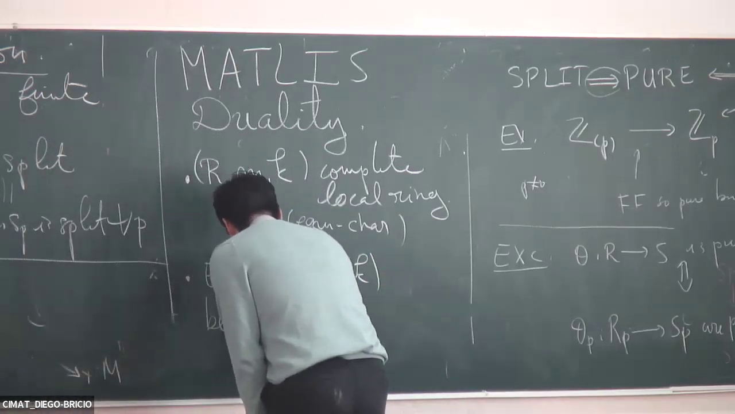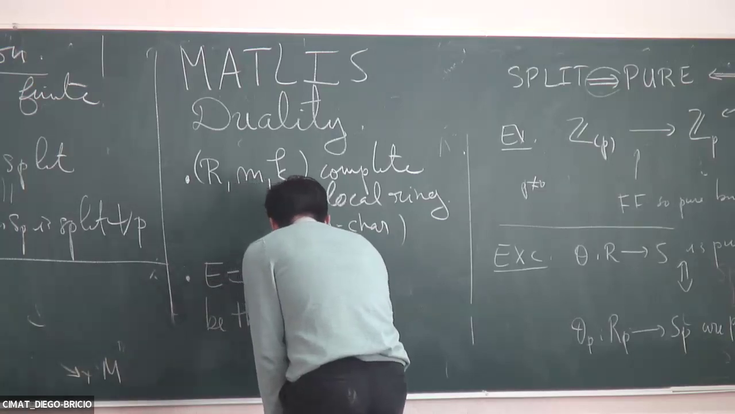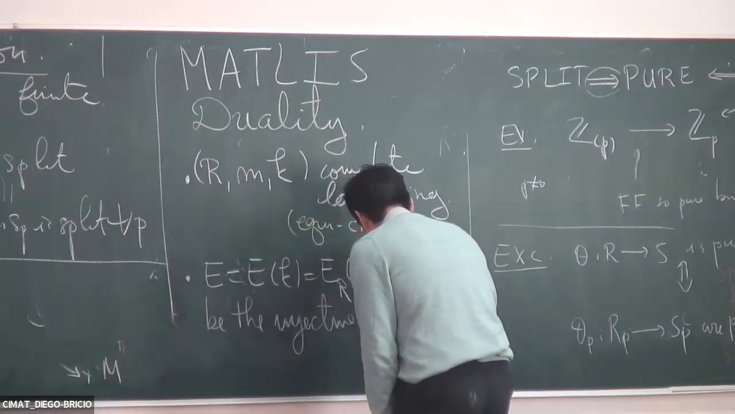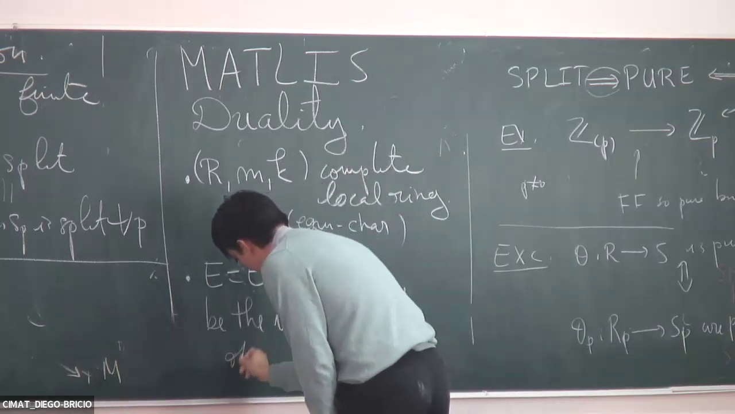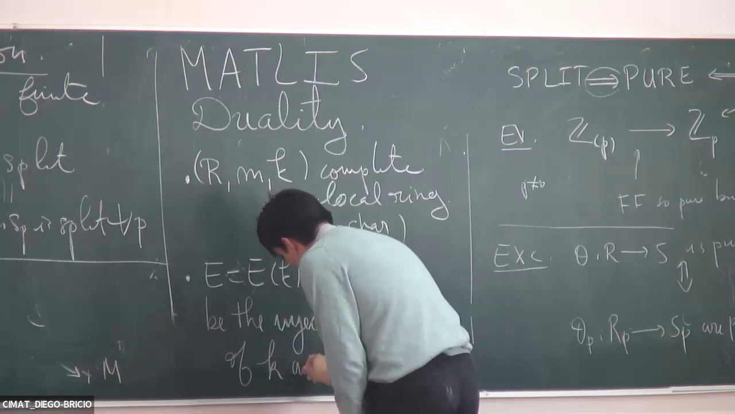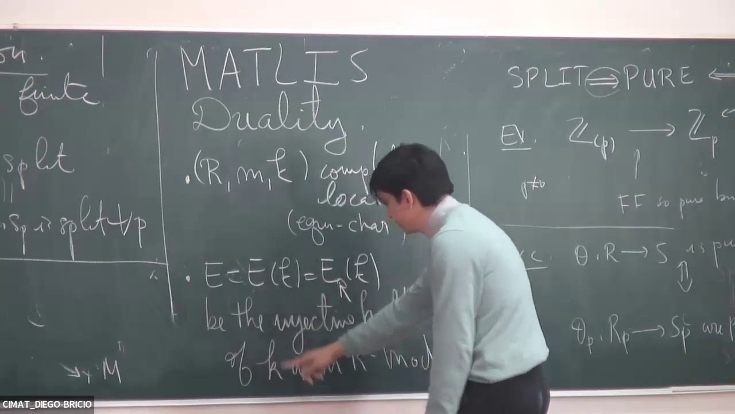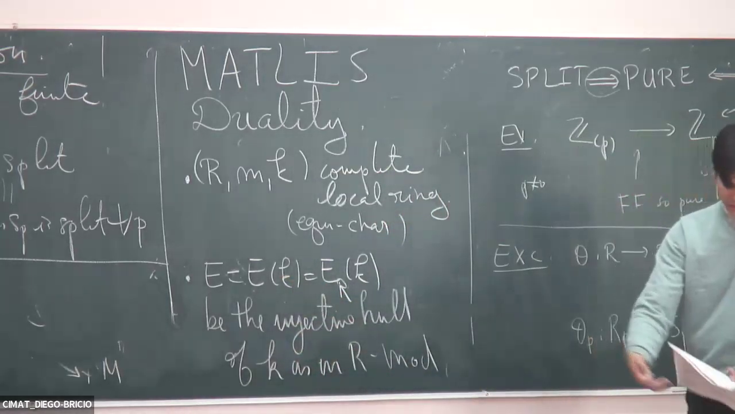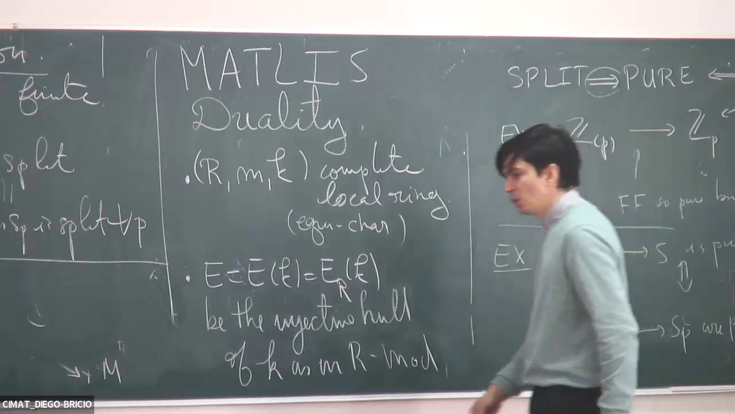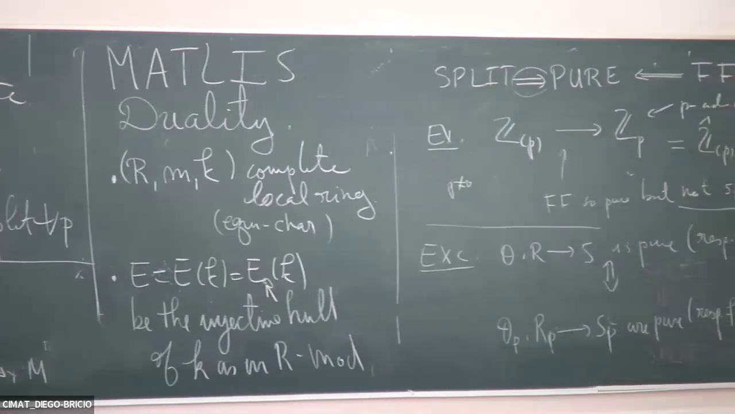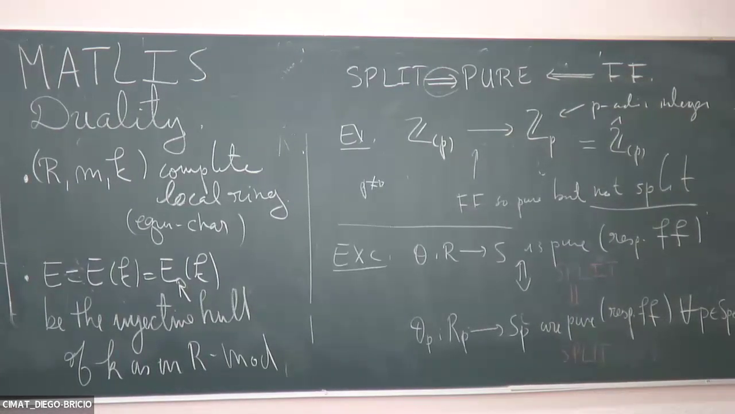The injective hull of K as an R module. Right? K is an R module, so it has an injective hull. What on earth is that? Well, it's in a sense the smallest injective module that contains K. It exists and it's unique, up to non-unique isomorphism.